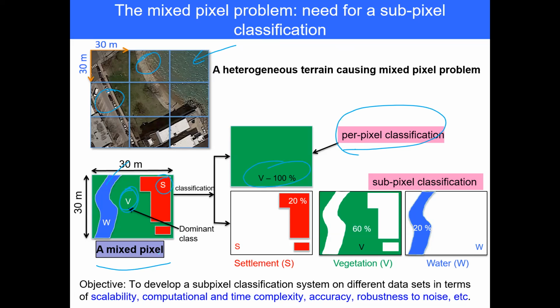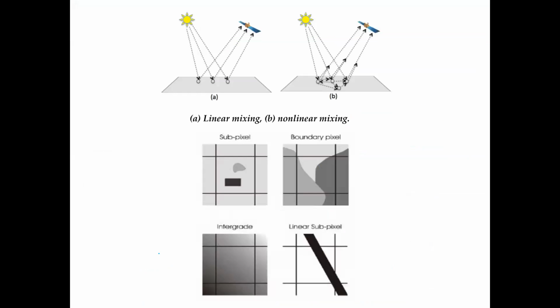But actually, this particular pixel has 20% settlement, which could be built up, 60% vegetation, and 20% water. So we have been forcefully assigning one class, but actually the cell is a mixture of more than one class. Now let's see one more example here.